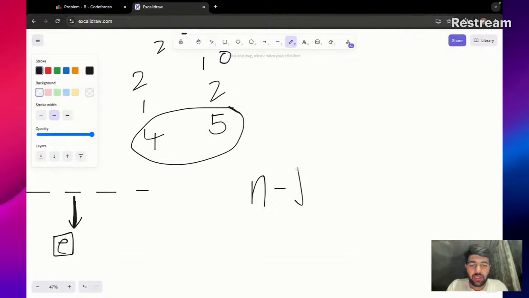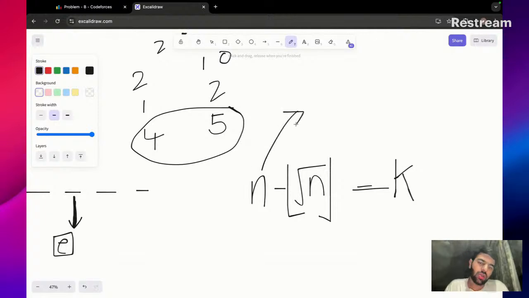So n minus floor of root n is the number of bulbs that will be off, and this has to be equal to k. This becomes my equation, and to satisfy it I can binary search on n. If n is too huge, it will be greater than k, so we go below. But if n is small, it will be less than k. So we can binary search on our answer.